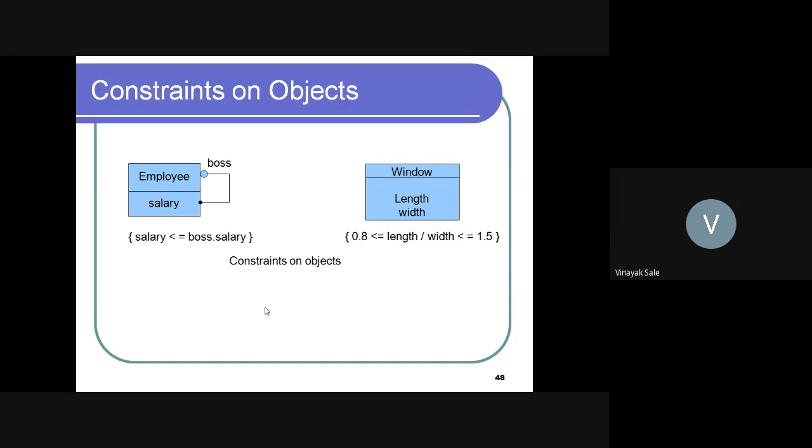Similarly, on the right side there is a figure. There is a class diagram in the case of window. Window is the name of the class and its attributes are length and width. So 0.8 is less than or equal to length, and width is less than or equal to 1.5. These are attributes regarding the window. This shows the case of a single window, but the left side figure shows a number of employees.